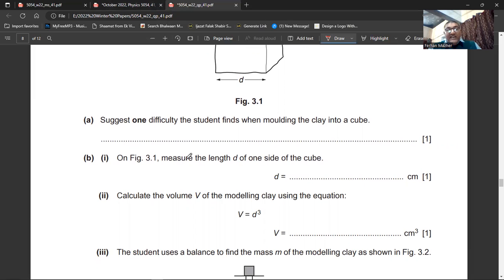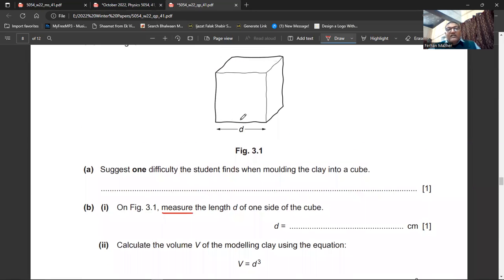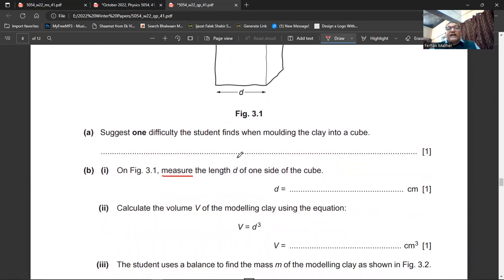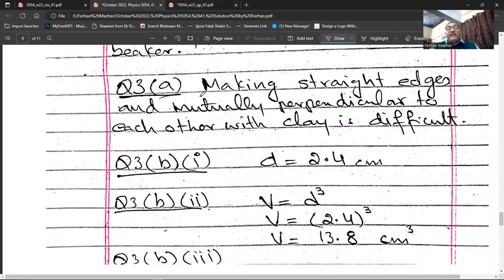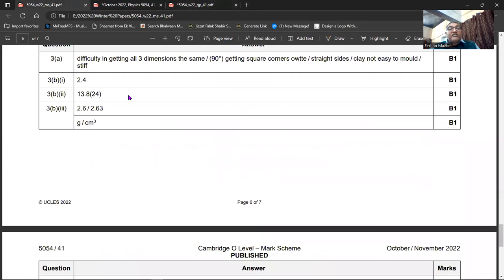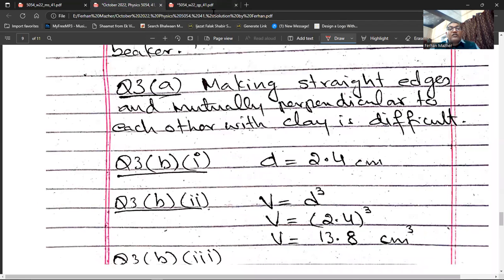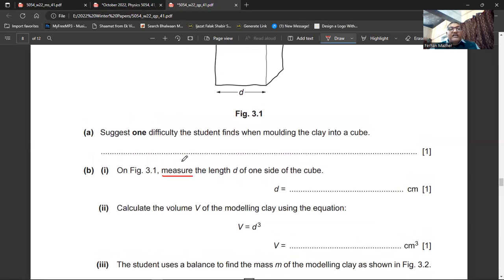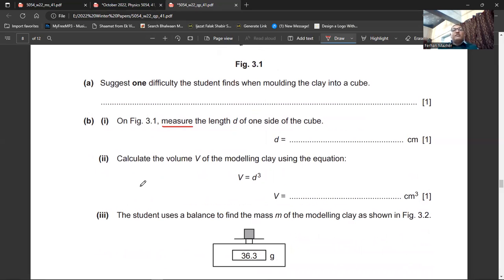Okay, so B first part, question number 3, B first part on the figure 3.1. Measure. This word is very important. When he says measure, you use a scale and you actually measure the length of one side. So with the help of the scale, measure this one. I have done this, and when I measured it, it was 2.4 centimeter.